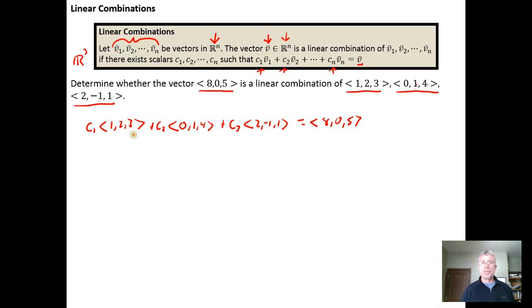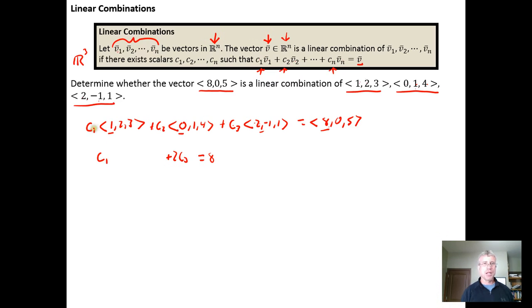So to figure this out, you just distribute the c sub 1 into the first component, c sub 2 into the first component, c sub 3 into the first component, and that needs to generate the first component of vector 8, 0, 5. So c sub 1 times 1 is c sub 1, plus c sub 2 times 0 is 0, plus c sub 3 times 2 is plus 2c sub 3. And when we add the sum of the first components, that needs to add up to the 8, the first component of the vector we're working with.